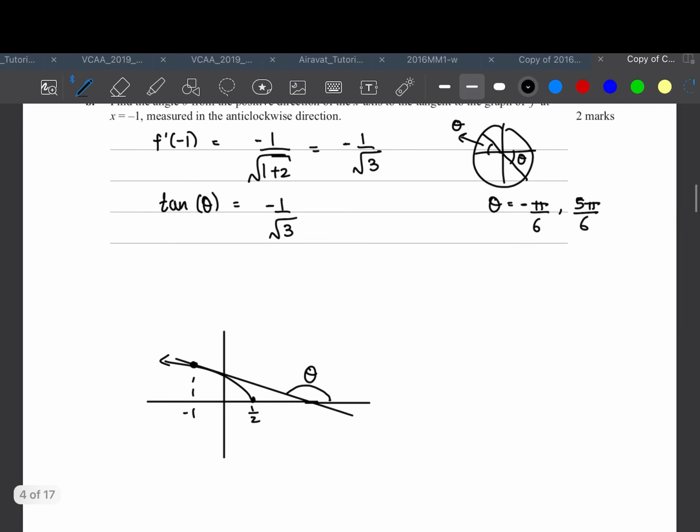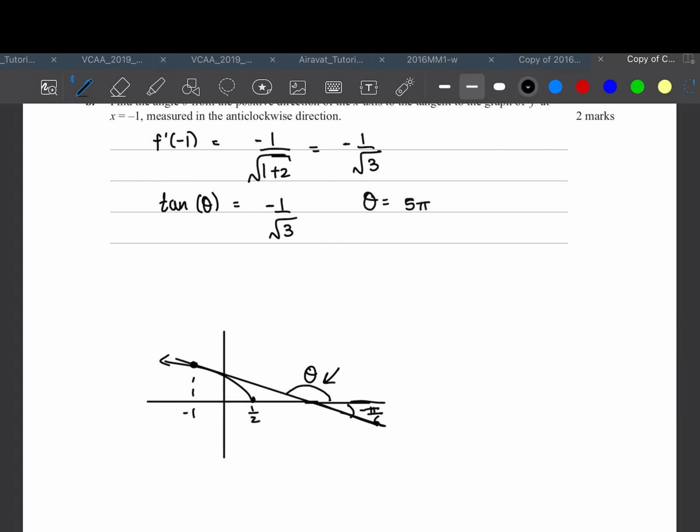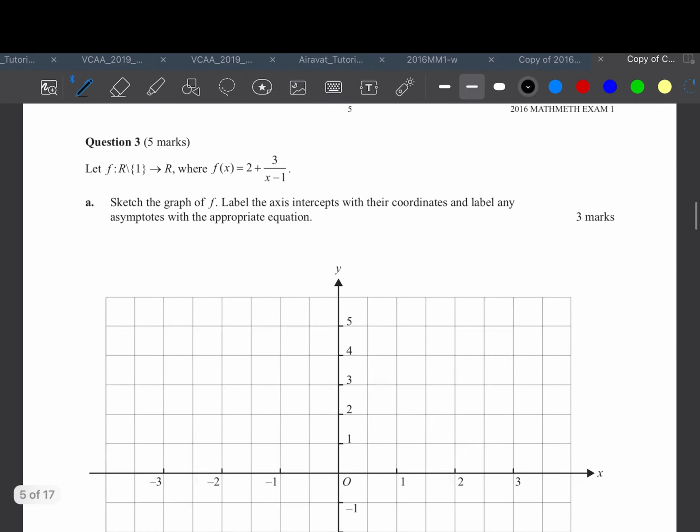Now, to represent these values on the diagram or the graph we have got here, this angle over here is going to be -pi on 6. So therefore, this angle over here is going to be theta, meaning our answer is going to be 5 pi on 6. So that's how you do this question. Alright, now let us move on to question number 3.